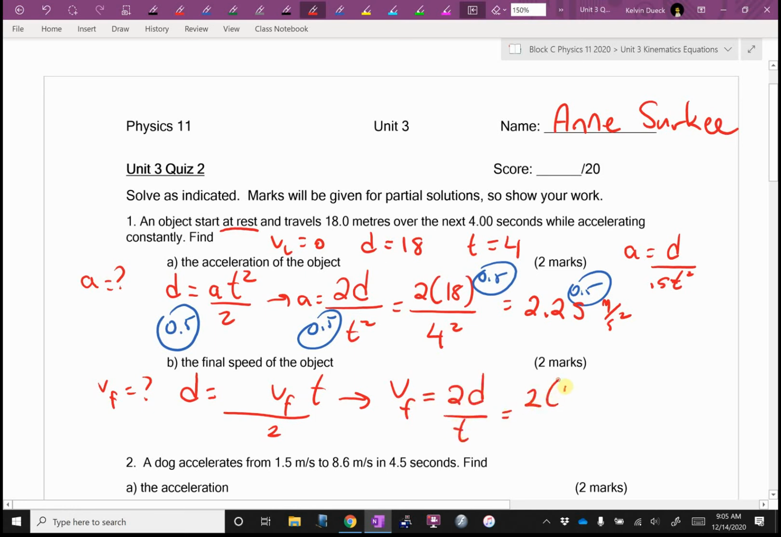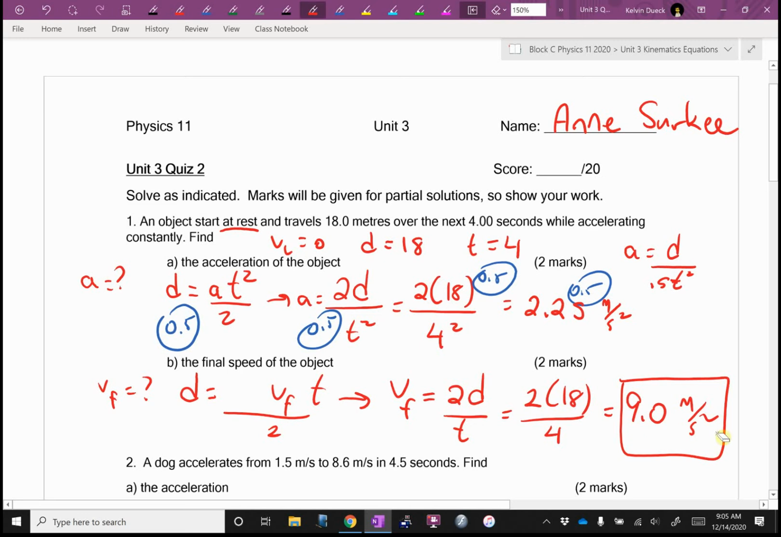So it's going to be 2 times 18 over 4. I think I can do that in my head. It's going to be 36 divided by 4. 9? Even? Yeah. I'll even go to 2 sig figs to look more impressive. 9.0 and meters per second.